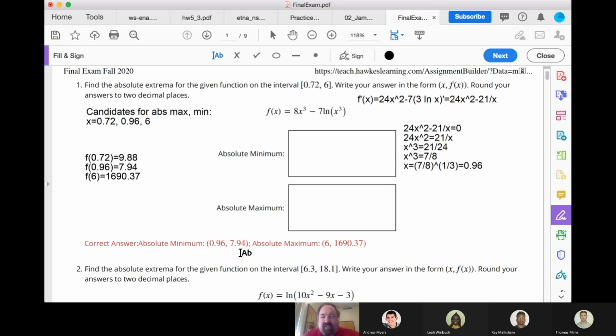And this is how you have to enter your answers in Hawks when it's asking for absolute extremas. Notice it says write your answer in this form, the x value and the corresponding y value. So this is what you put in the minimum box. This is what you put in the maximum box. So any questions about what happened here?